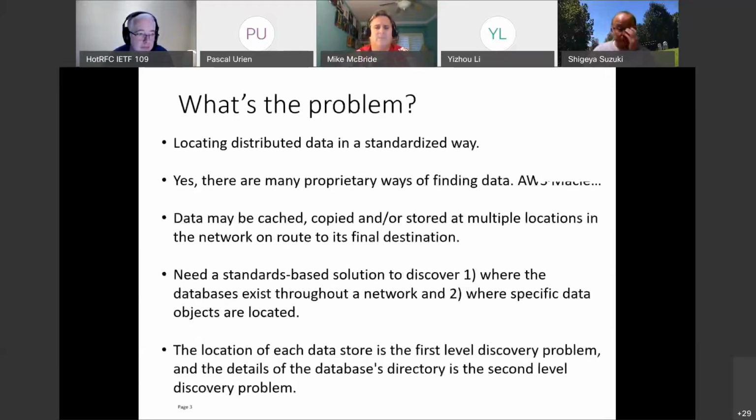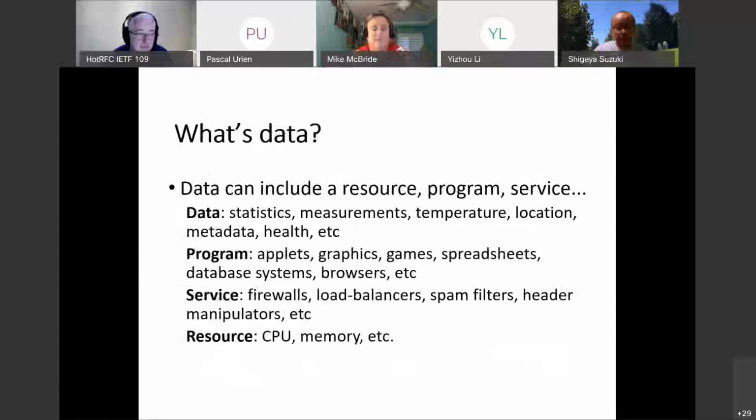So what's data? Data can be anything. The kind of use case that we're looking for is finding statistics, measurements, temperature. One of them is using an elevator, for instance, when you have sensors all over the elevator and you're trying to gather that data, whether it's vibration or braking information or speed or capacity or whatever, and then find out where that data is located. And data can be a program, it can be a service, and it can be a resource, CPU or memory, things like that. So we're trying to find ways to find that data.